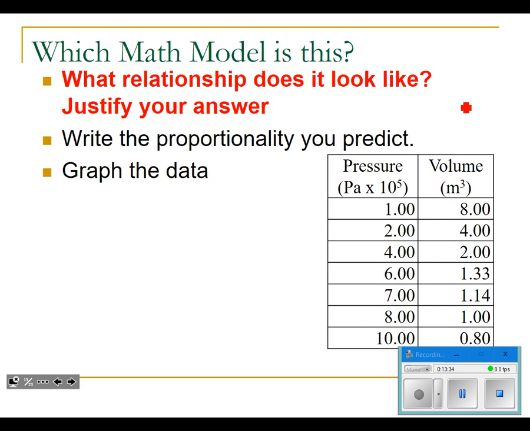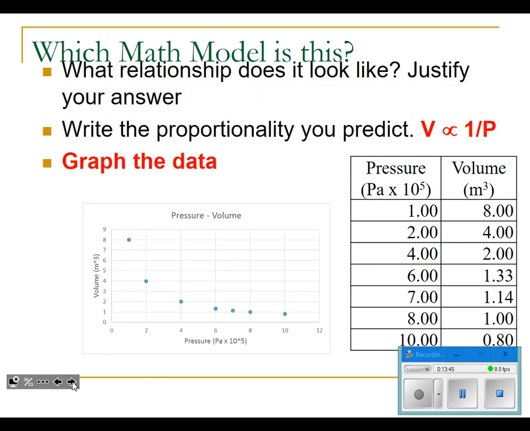This one, what's the relationship? Well, as we go up in this column, it goes down in this column. So I'd probably say we have an inverse relationship here. So that would be our volume is inversely proportional to our pressure inverse. So it actually looks like this. It's a hyperbola when we graph it.